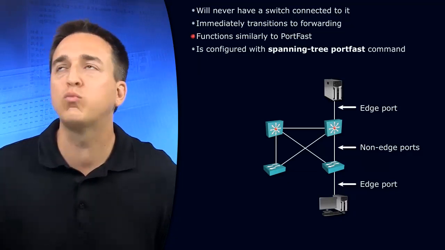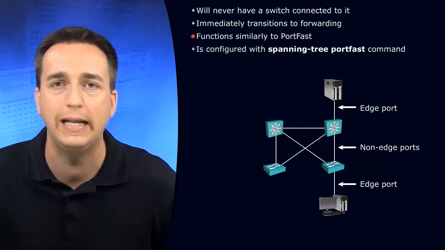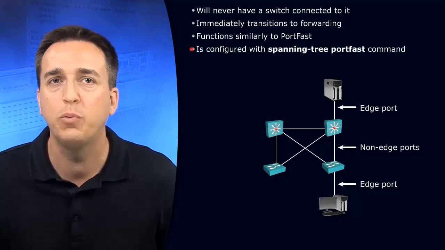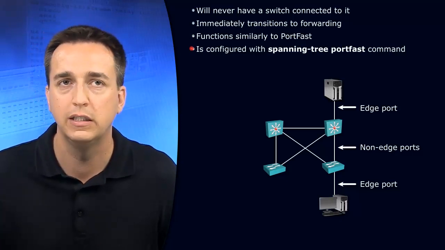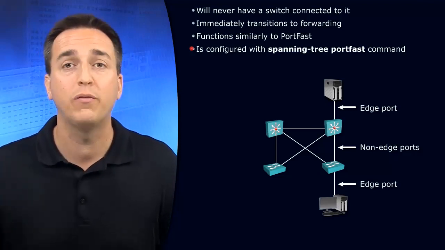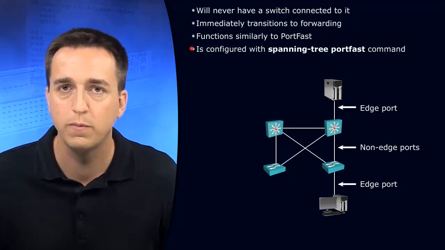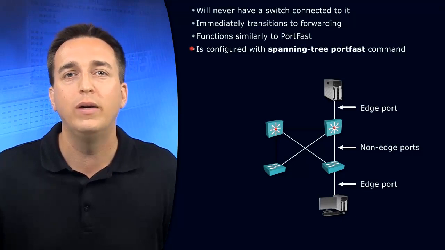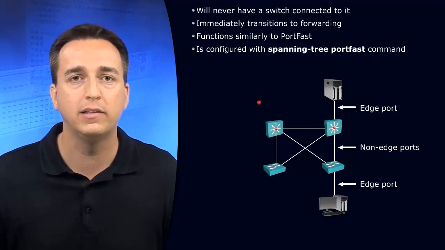The edge port is Rapid Spanning Tree Protocol's name for port fast. That's really what it is. So you configure edge ports with the spanning tree port fast command right on the interface. And by doing so, you're enabling port fast, but since you have Rapid Spanning Tree Protocol running, it's classified as an edge port.